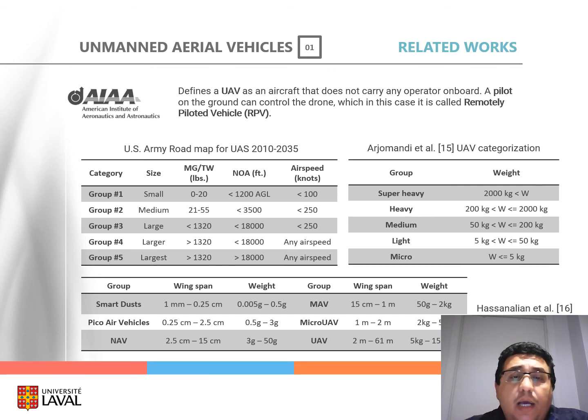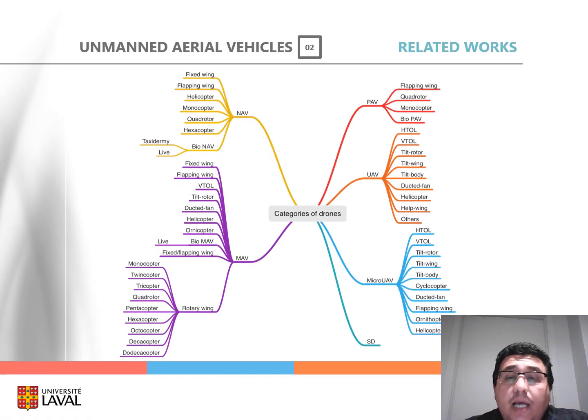Many studies categorize drones into different groups based on different factors. For example, the U.S. Army roadmap categorizes drones into 5 groups based on their size, their weight, their maximum altitude, and their airspeed. Another study used only weight as the categorization factor. And another study used wingspan and weight as the categorization factors and categorized the drones into 6 groups. Here you can see some of the UAV categorizations and the popular designs that can be categorized under each group.